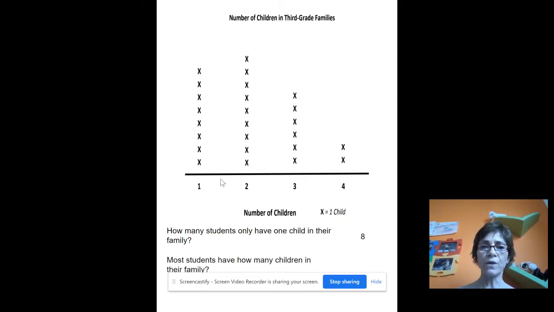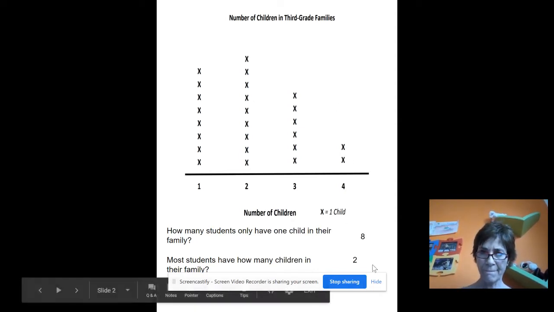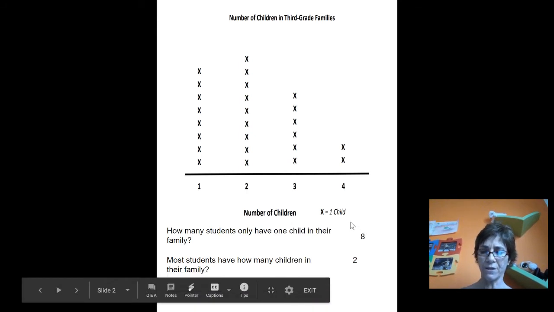Okay, here's another question. Most students have how many children in their family? Well, I can immediately see that this column is the tallest. So I would say that most students have 2 kids in their family. And I can even go ahead and count how many students have 2 kids in their family. 1, 2, 3, 4, 5, 6, 7, 8, 9. So that would be 9 students. Okay. Let's hide this and continue.